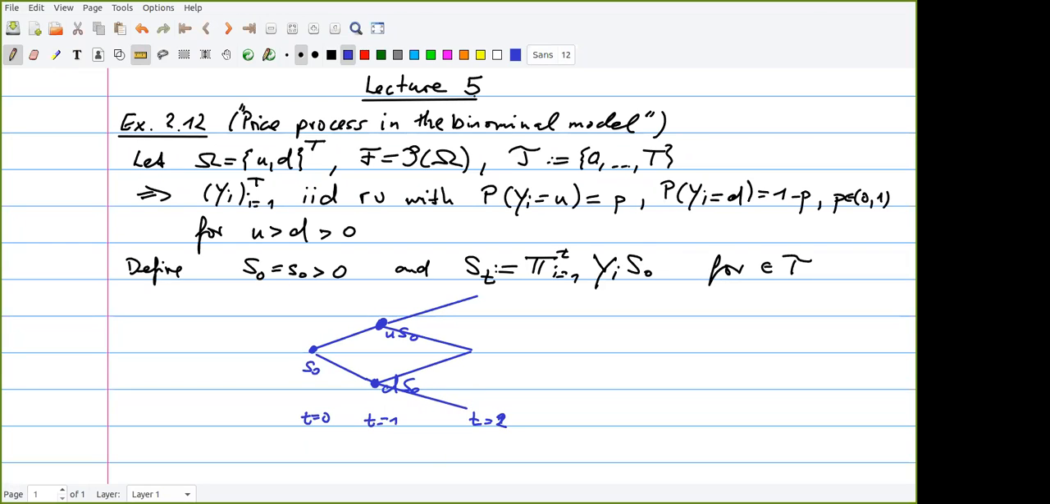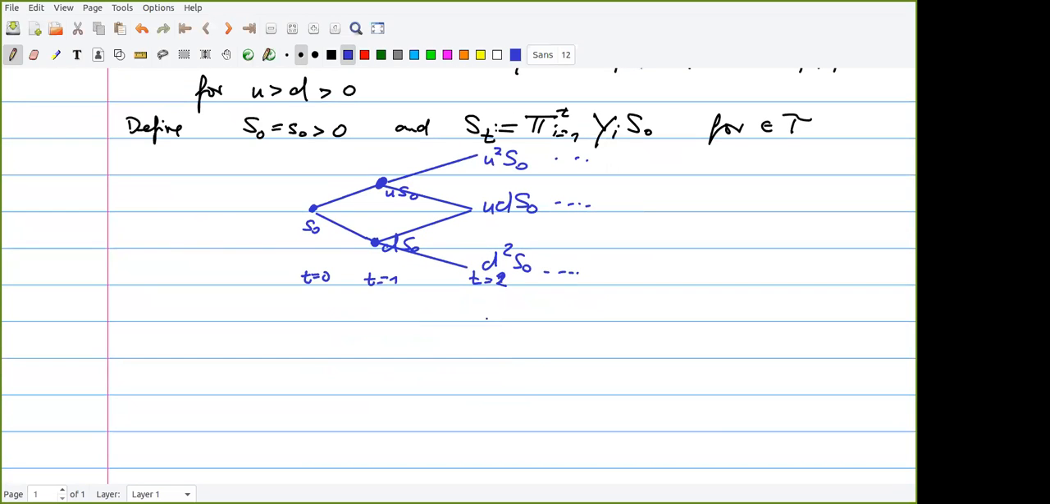This means at time 2, the price either went up twice, which is U squared times S_0, or we go up and down, or down and up, which leads to the same price, or we go twice down, right? Then we can keep playing this until capital T. So this is our price process.